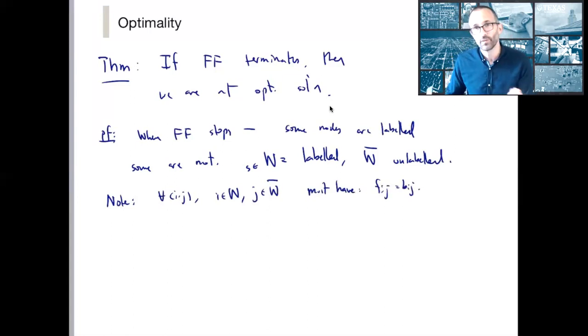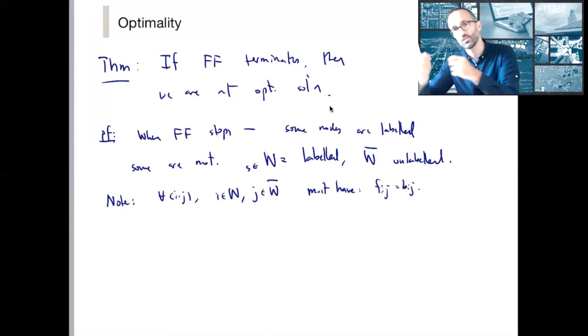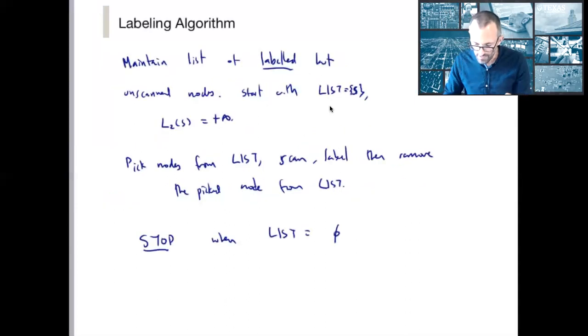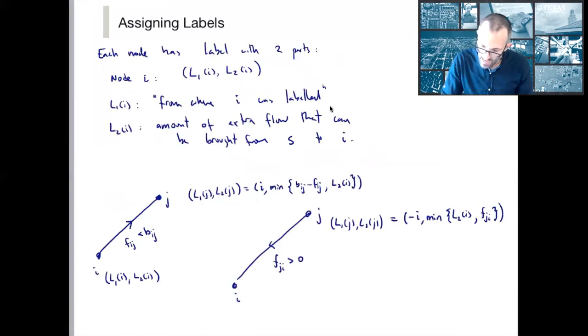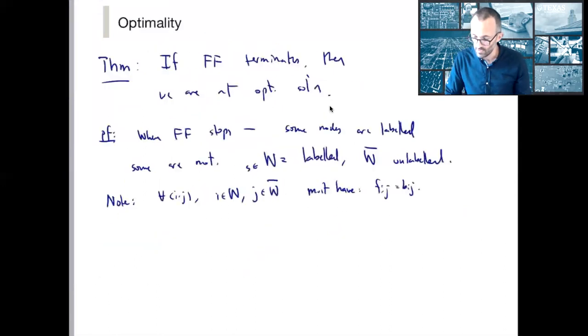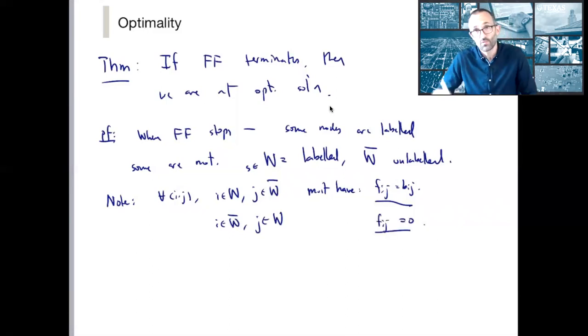So why is that? If i was labeled and then there's a forward edge to j that wasn't labeled, why did we not go there? Well, we didn't go there because it must have been that this edge was saturated. If there was a forward edge from W to W bar, we would have labeled it if it weren't saturated. So therefore, it must be saturated. And by the same token, if i is in W bar and j is in W, then Fij must have been equal to 0. Otherwise, we would have labeled it, again, by that slide two slides ago.